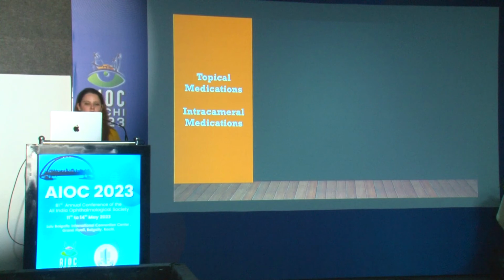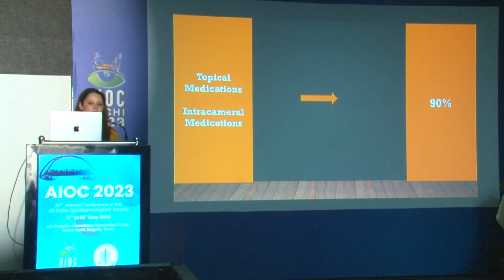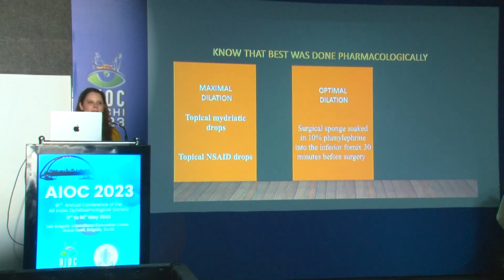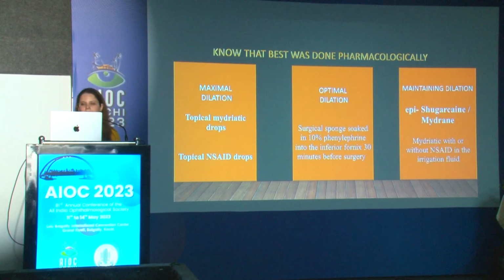So to conclude, topical medications and intracameral medications help us to achieve dilatation in 90% of the cases. We have to know everything best pharmacologically. The first thing is to ensure maximum dilatation before starting the surgery: topical mydriatic drops, topical NSAID drops. Next is to have optimal dilatation: a surgical sponge soaked in 10% phenylephrine in the inferior fornix 30 minutes prior to surgery, but always make sure to remove it. And then we have to maintain the dilatation during the surgery.